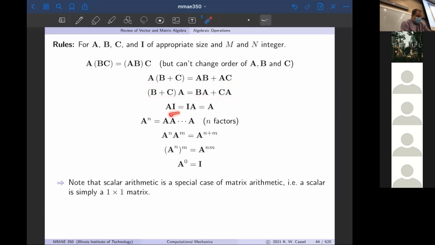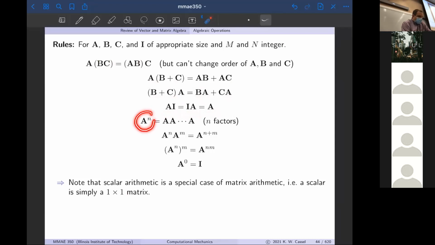Remember last time we talked about the identity matrix? It's kind of like 1. It's the matrix version of 1. So if I multiply a matrix times the identity matrix, I just get back the matrix. And in this case, the order doesn't matter. A times I and I times A are the same. They're both just the original matrix A.